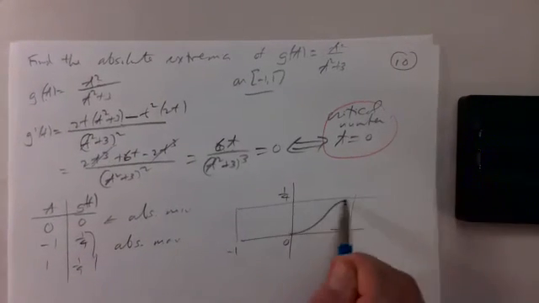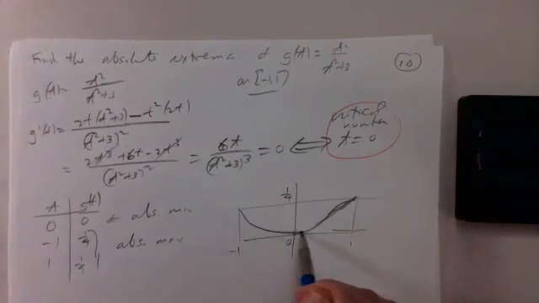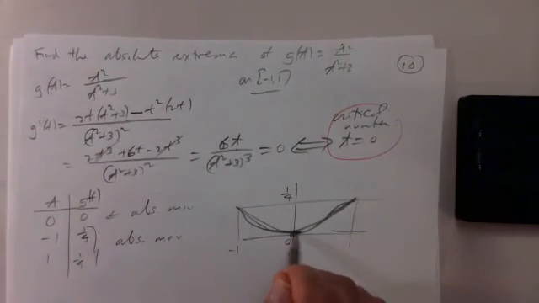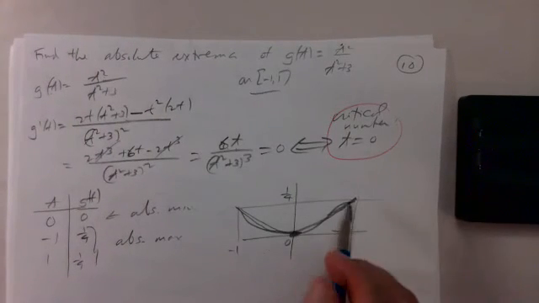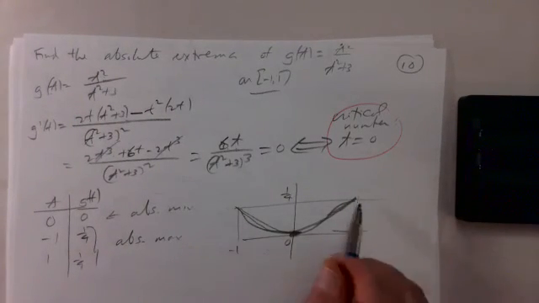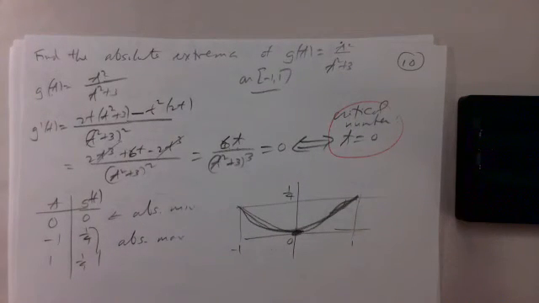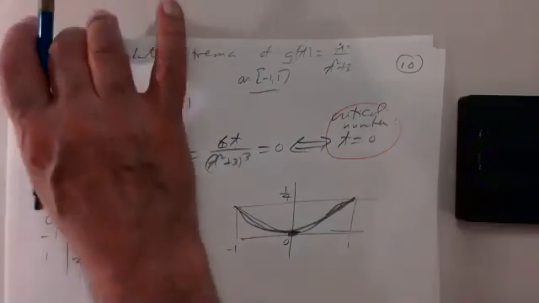So the graph looks like this. We have an absolute minimum at 0, and two absolute maxima, one at 1 and one at 1/4. So roughly speaking, that's what the graph looks like. Okay.